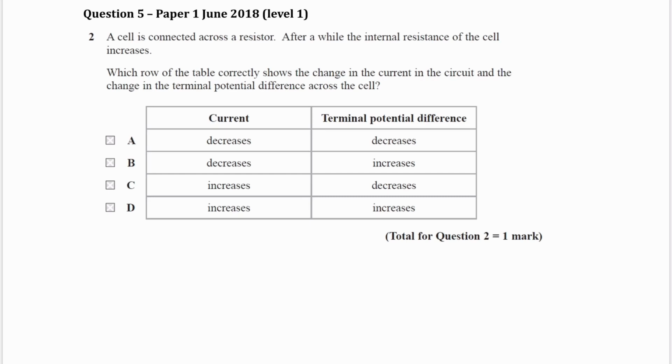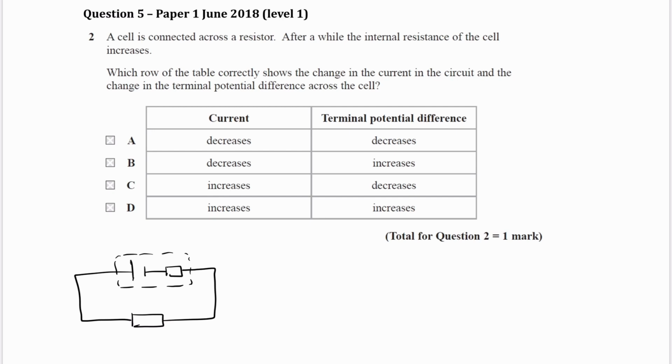So for this one, I'm going to draw out a circuit. We have a cell and a resistor, and this cell has some internal resistance, and we're trying to see how the current and the potential difference will change as the internal resistance increases. So cell with internal resistance is all of this, and then here is our external resistor.